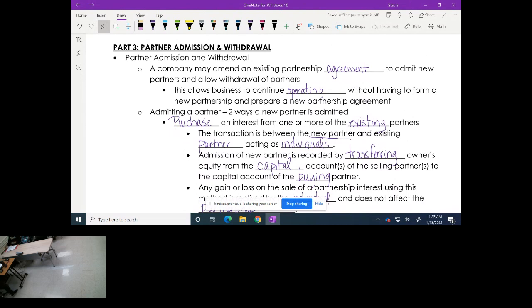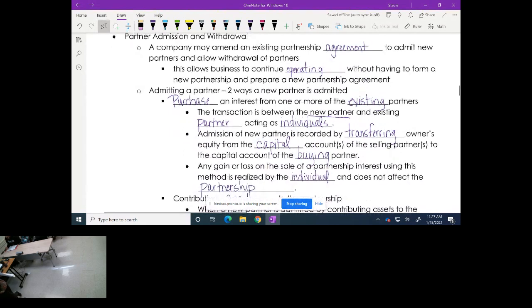All right, so a company can amend their existing partnership agreement to allow for a new partner to come in, or maybe a partner to leave. By amending the partnership agreement to allow for that, the business can keep operating without having to start with a new partnership agreement and a new partnership entity. So it allows them to keep going. It's not an interruption to business because they've got somebody coming in or going out.